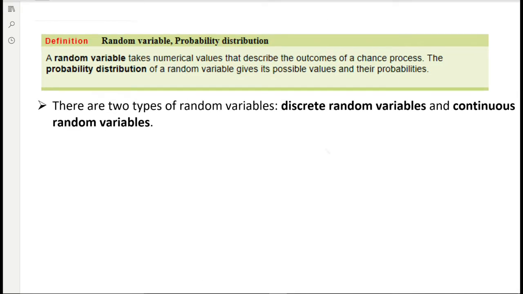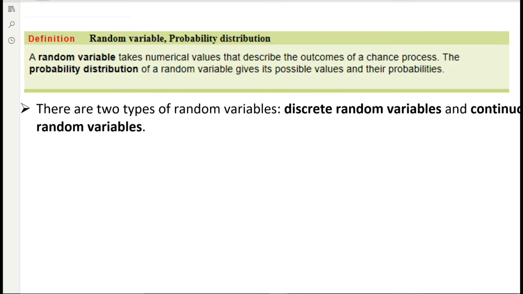Alright, so the definition of a random variable or a distribution. A random variable, again, just to re-emphasize, takes numerical values to describe the outcomes of a chance process. So it's due to chance. The probability distribution of a random variable gives its possible values and their probabilities. So like the chart that we had earlier.